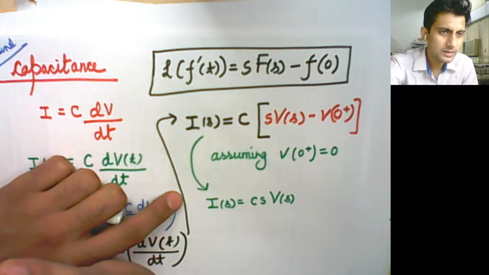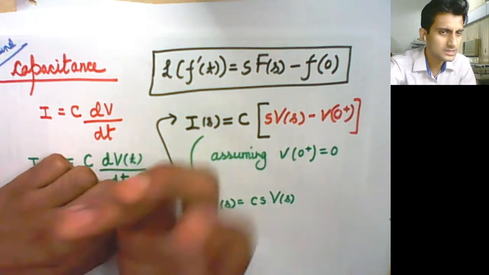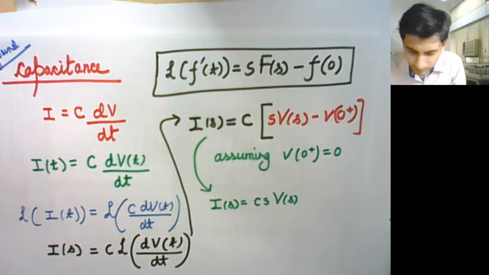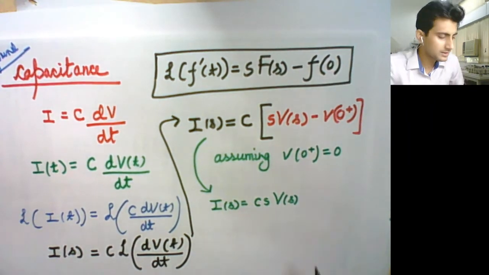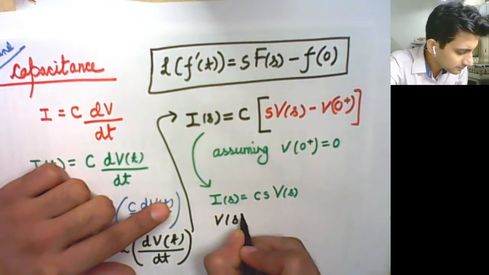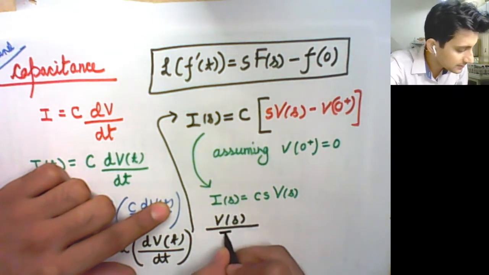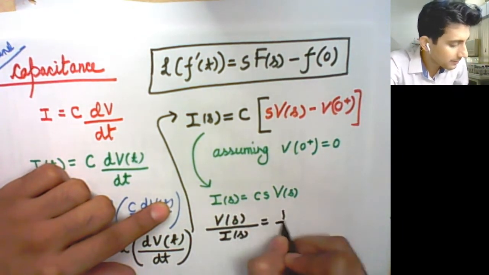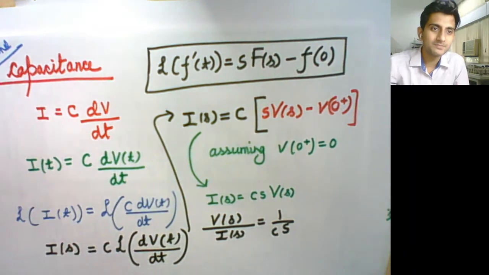Do you all agree to what I'm saying? This is it. Fine. Now, what you can write: what is Vs upon Is then? What is going to be Vs upon Is? It will be 1 upon Cs. It was not R.